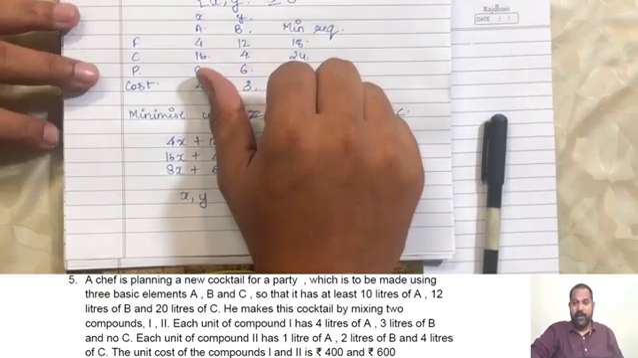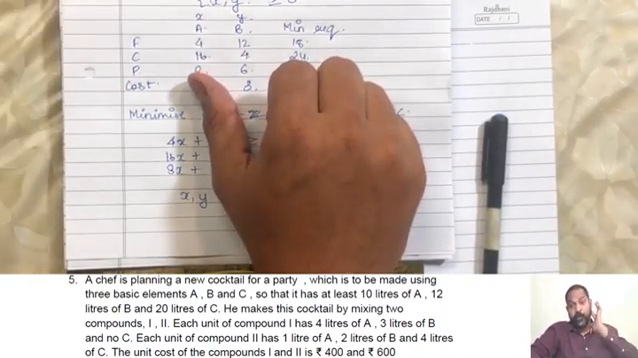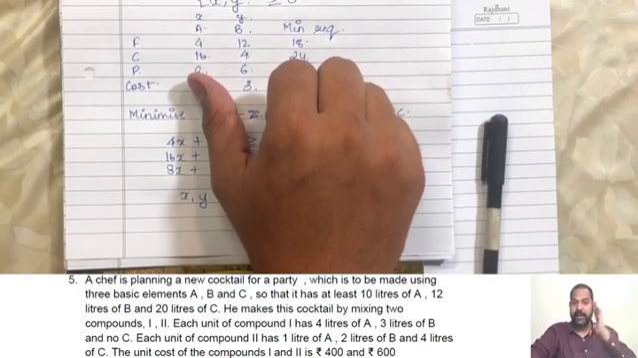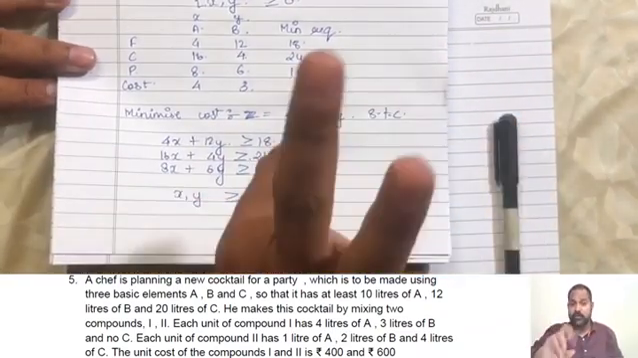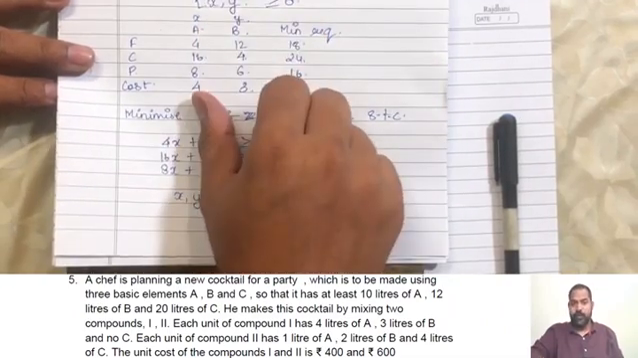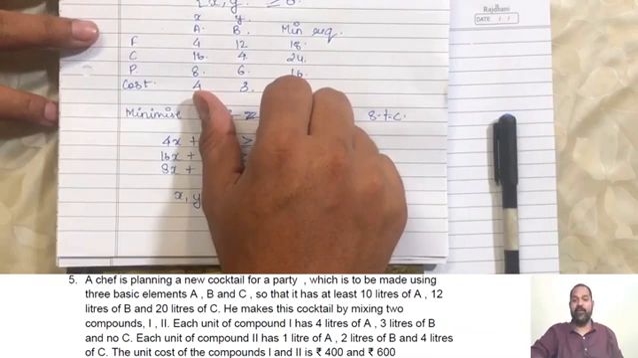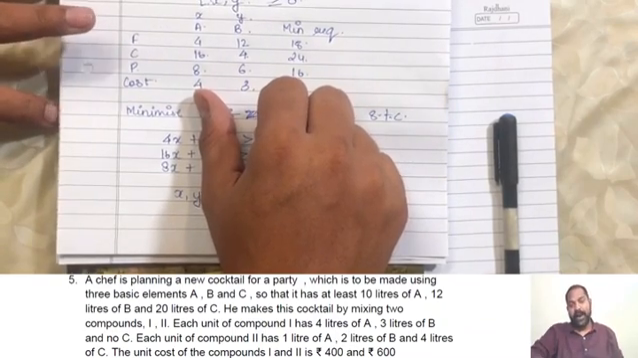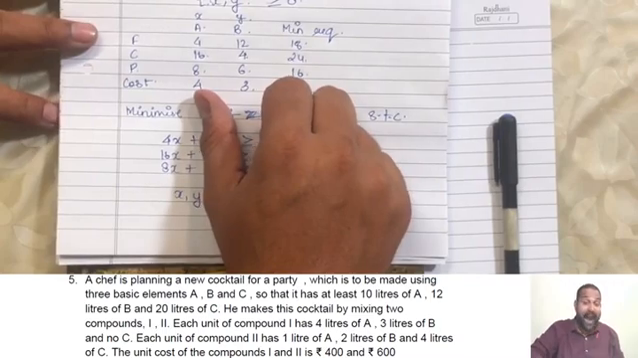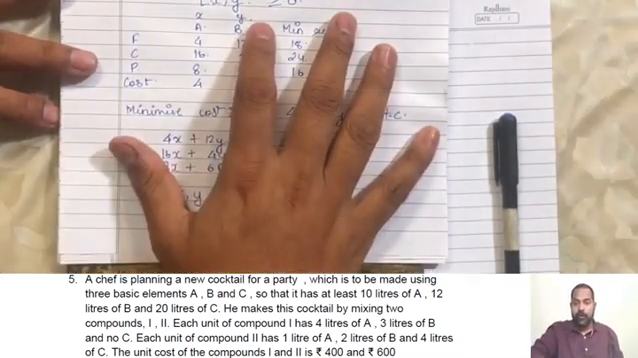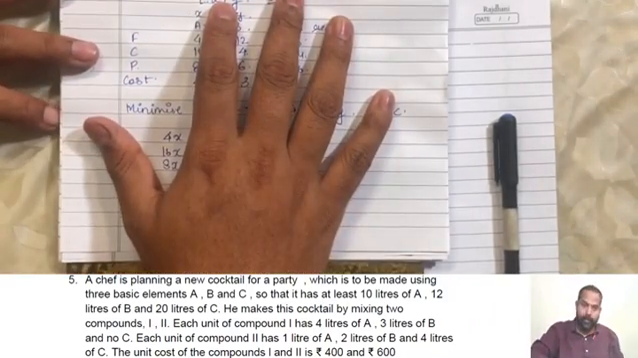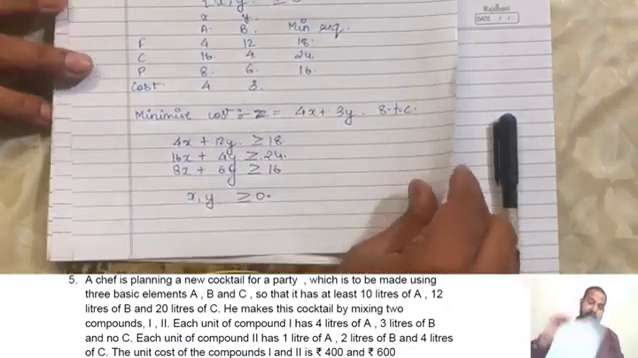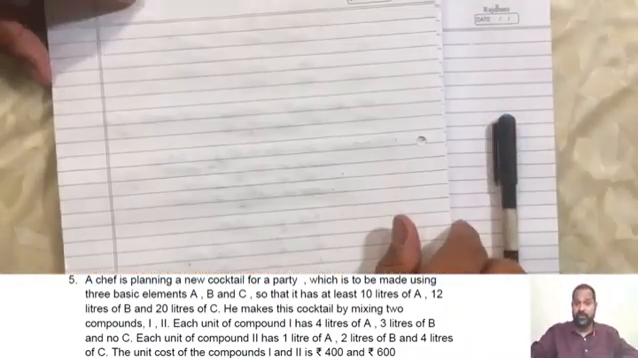A chef is planning a new cocktail for a party, which is to be made using 3 basic ingredients A, B and C. A cocktail is basically a drink and he's using 3 ingredients to make this drink, A, B and C, so that it will have at least 10 liters of A, 12 liters of B and 20 liters of C. What do you mean by at least? Minimum. So it will have a minimum of 10 liters of A, minimum of 12 liters of B and minimum of 20 liters of C. So can I say this is a minimum requirement question?